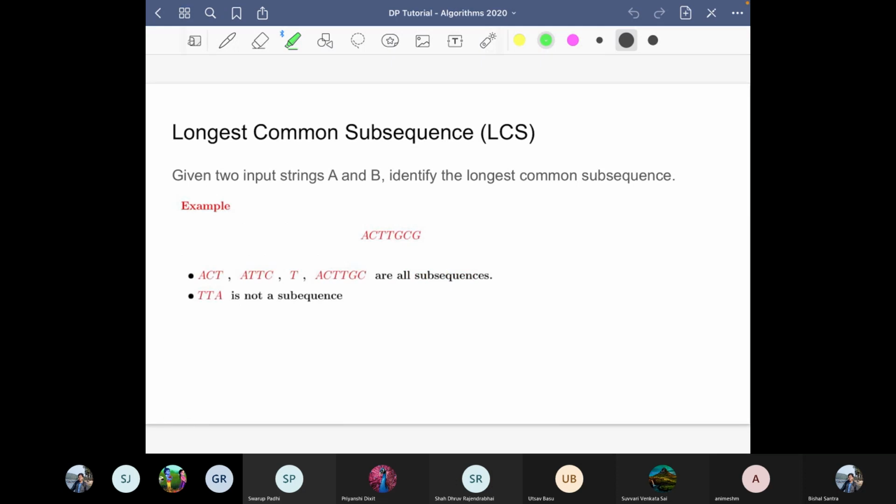So now to the LCS problem. Here the question is like this. You have two input strings, A and B. And what you have to identify is the longest common subsequence between these two strings.